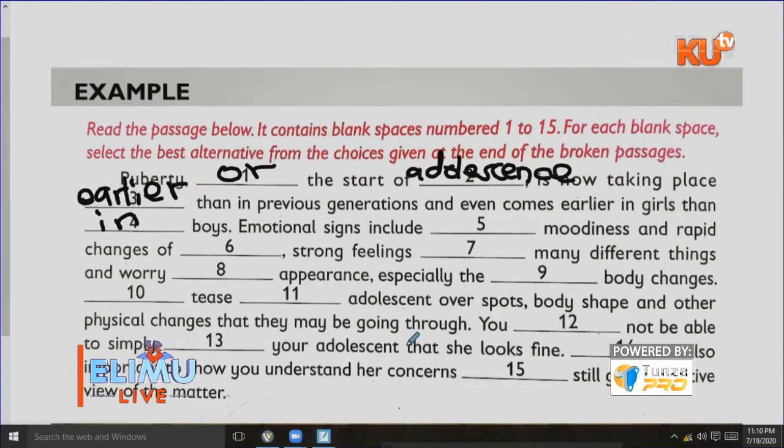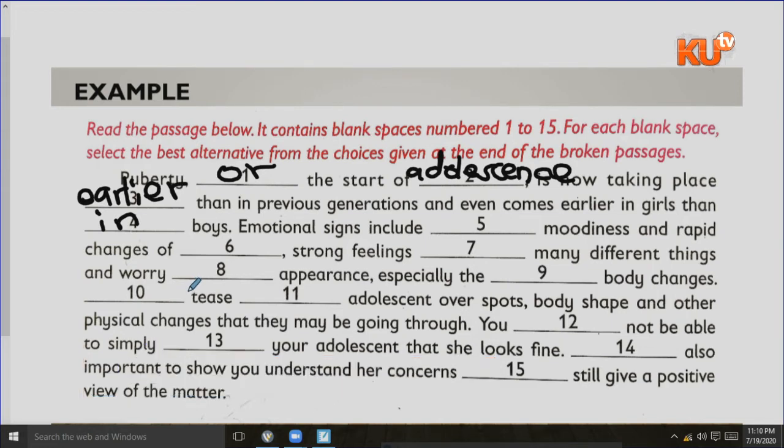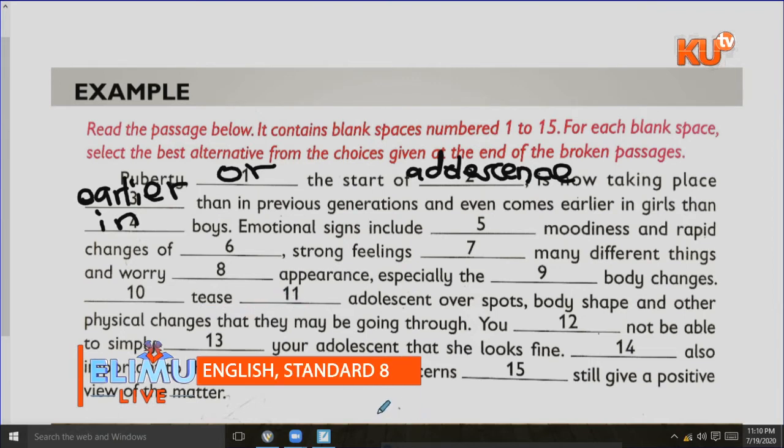And how will you do that? So the choices, for example, in question 1, you are given choices: and, or, but, so. And, or, but, and so. So you apply them all: puberty and the start of, puberty or the start of, puberty but the start of, puberty so the start of.